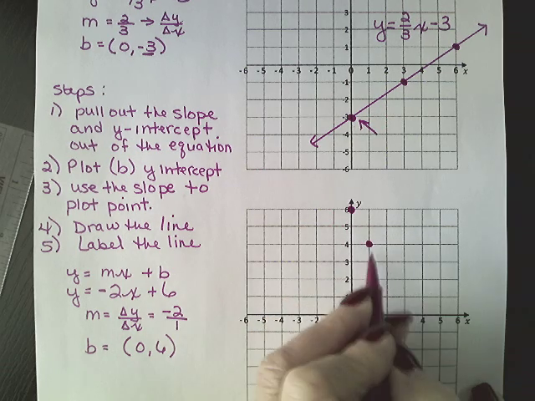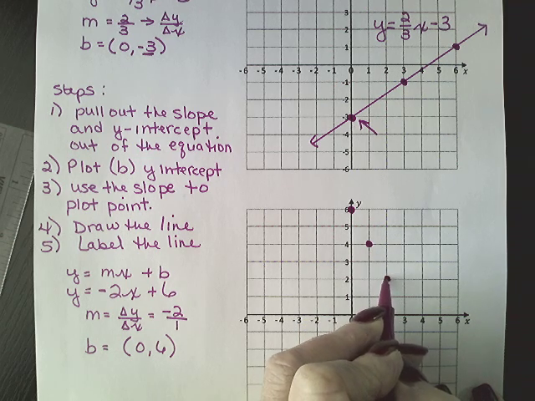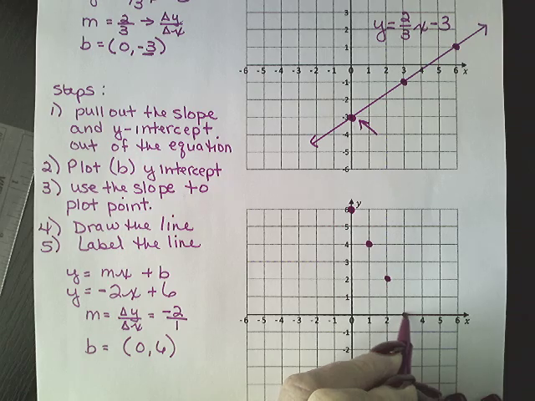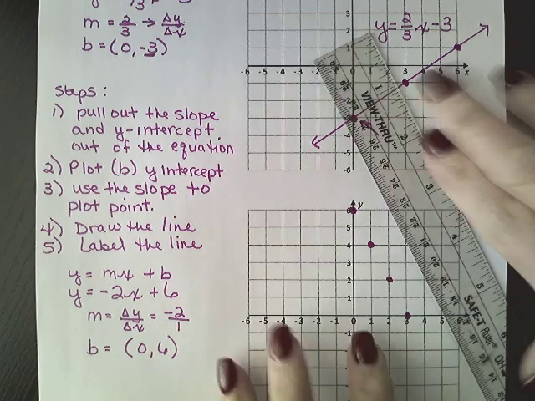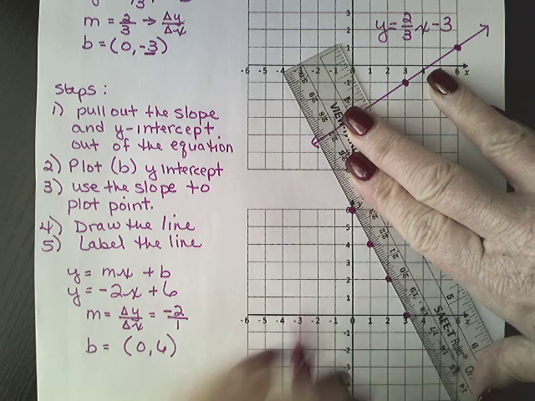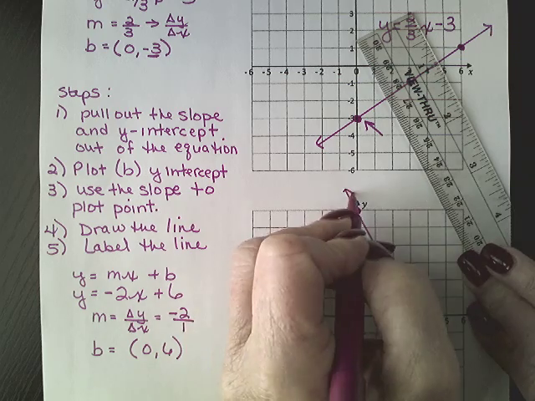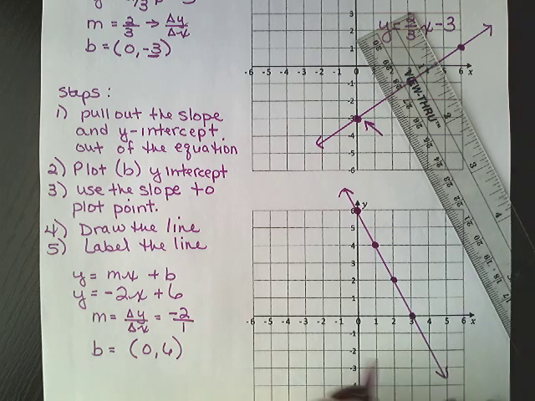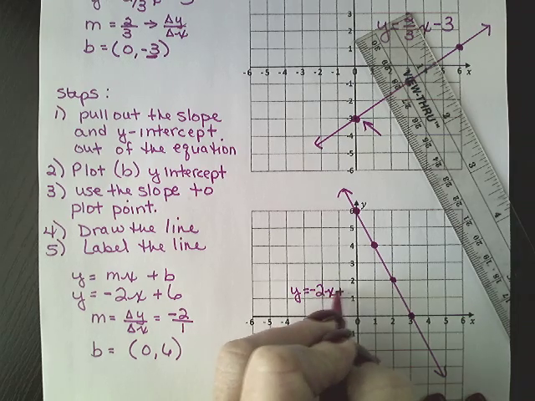I could do that again right from this point. 1, 2, and to the right 1. 1, 2, and to the right 1. I can go on and on with those points. As long as I have my slope, I can continue. Draw your line. And we know that this represents y equals -2x plus 6.